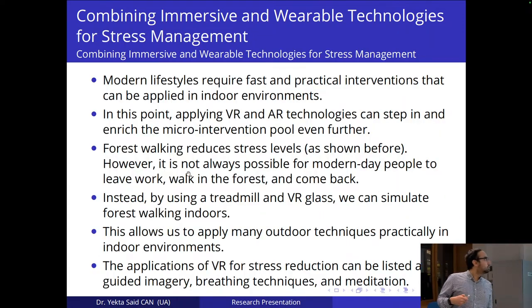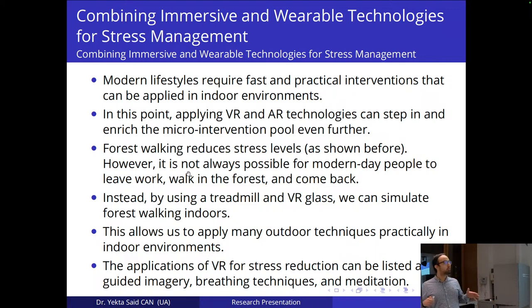We should use a combination of immersive and wearable technologies for stress management, because modern lifestyles require healthy and practical interventions that can be applied in indoor environments. At this point, applying VR and AR technologies can step in and enrich our intervention pool even further.